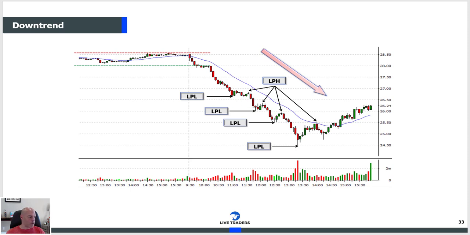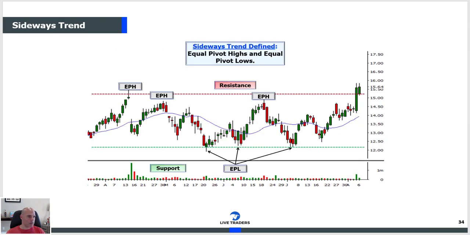Now, this is the one, okay? This is the one that I would encourage most of you to not trade. Okay. So what is this? Sideways trend. EPH, equal pivot high, EPL, equal pivot low. So up here is resistance, down here is support. So we have a stock that's basically in a range from $12 up to like 15 bucks, give or take.